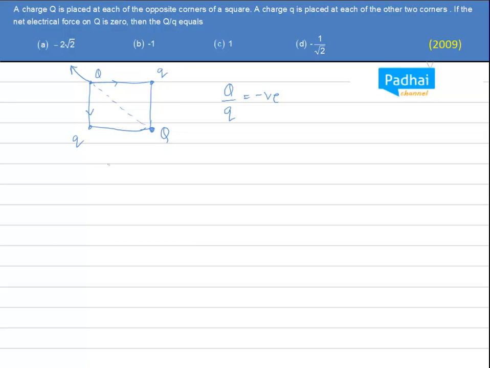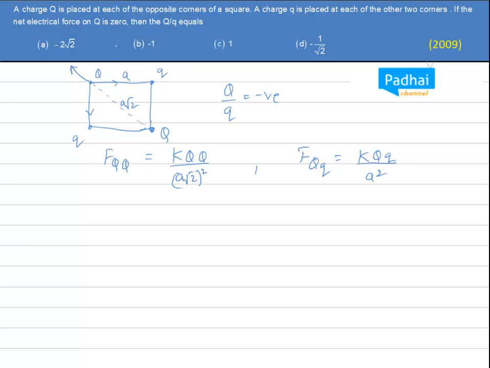Now force due to Q on Q, that will be equal to what? KQQ upon, what is the distance between them? If this is A, this will be what? A root 2. So that means A root 2 whole square. And force on capital Q due to small q will be equal to what? Let us eliminate the negative sign. It will be K into capital Q into small q divided by A square.